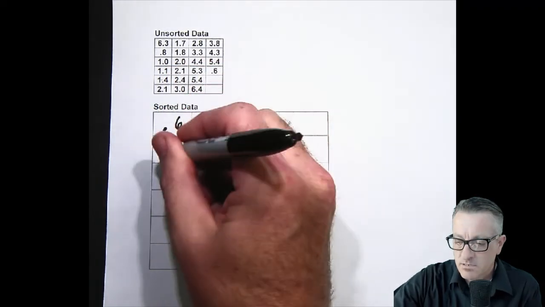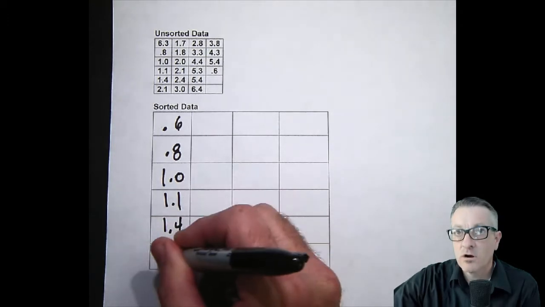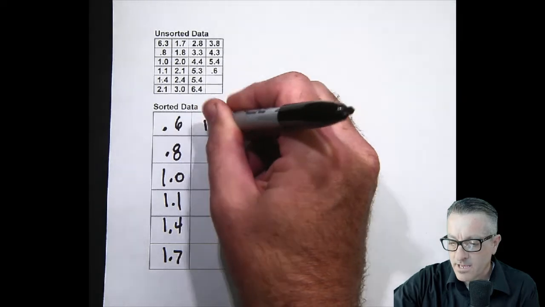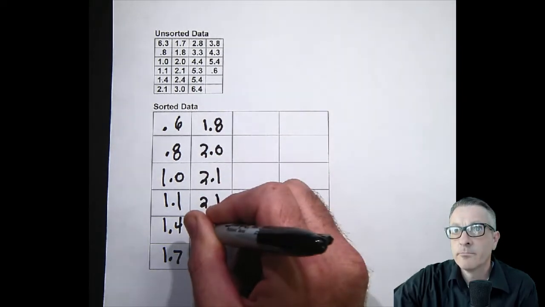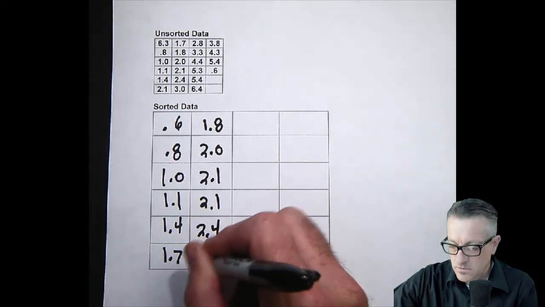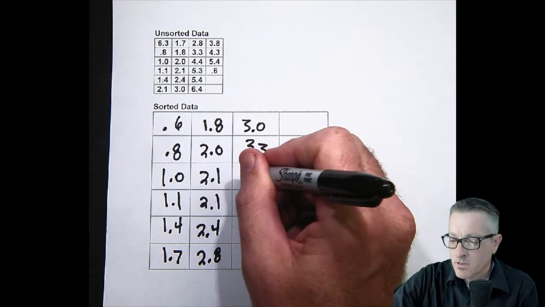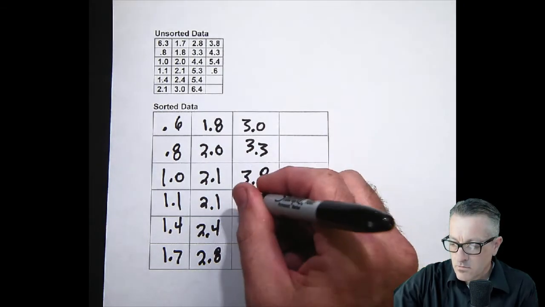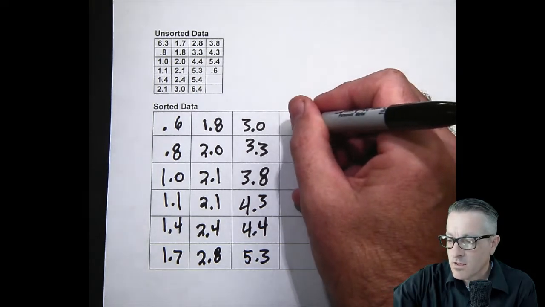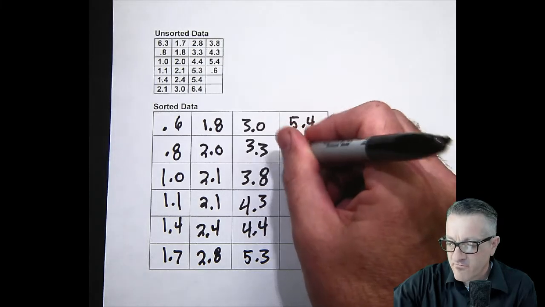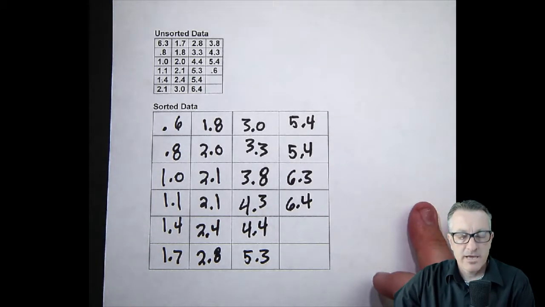So it's 0.6, 0.8, 1.0, 1.1, 1.4, 1.7, 1.8, 2.0, 2.1, 2.1, 2.4, 2.8, 3.0, 3.3, 3.8, 4.3, 4.4, 5.3, 5.4, 5.4, 6.3, 6.4. Okay, so we have our data now sorted.